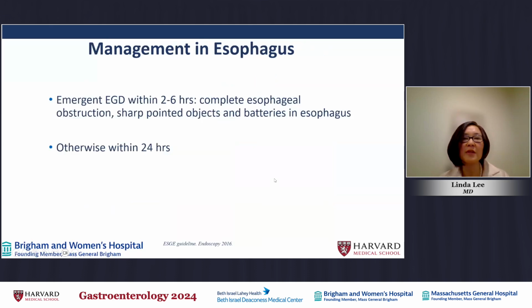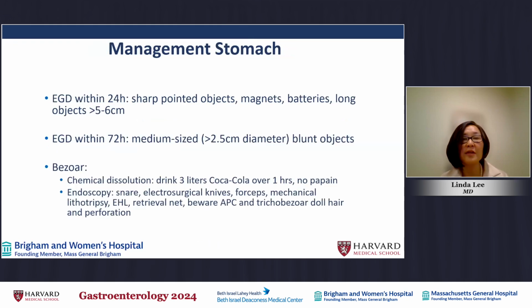Now, for management of things in the esophagus, emergent EGD should be done for patients with evidence of complete esophageal obstruction, so patients who are just sitting there drooling, not able to tolerate their own saliva, and patients you think have a sharp pointed object or batteries in their esophagus. Those are emergent. Otherwise, everyone else should be done within 24 hours because the risk of perforation does go up after that. Now, for things that are in the stomach, you do want to do the EGD within 24 hours for sharp pointed objects, magnets, batteries, and long objects, and within 72 hours for medium-sized blunt objects.